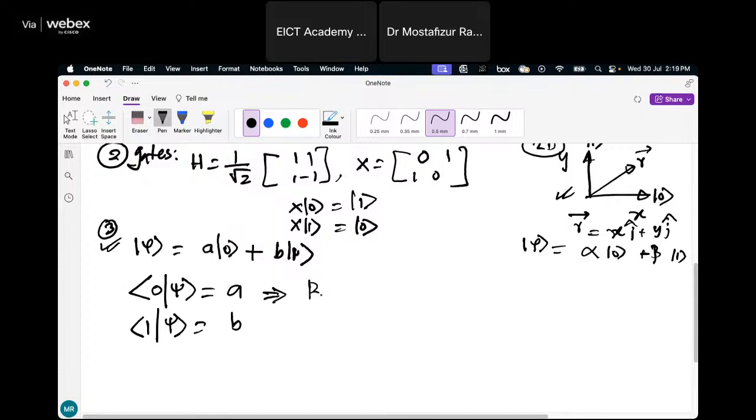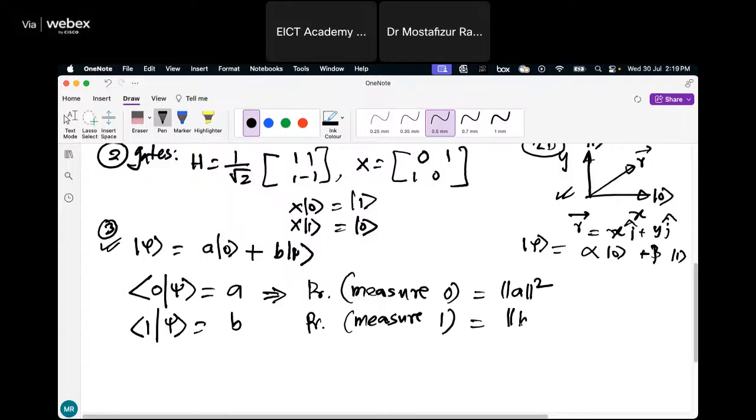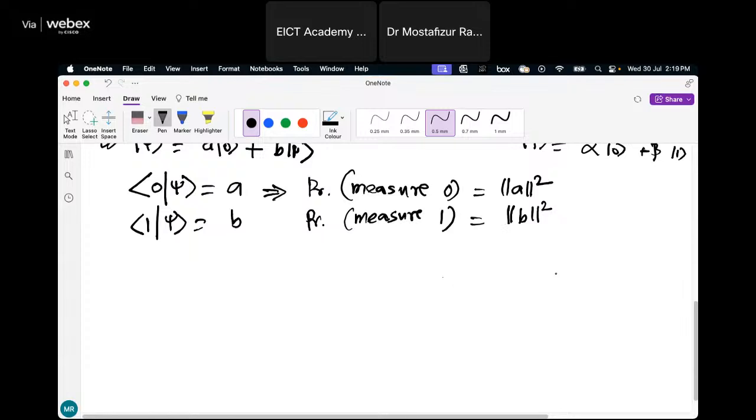So this implies that the probability of measuring the state 0 is basically, this is the amplitude, and the square of this is the probability, norm A square. Because A can be a complex number here, we take the norm of A square. Similarly, the probability of measuring 1 is norm of B square. And the quantum postulate says that norm of A square plus norm of B square equals 1. Whatever outcomes you get, the sum of all those outcome probabilities should equal 1, and this is the condition.